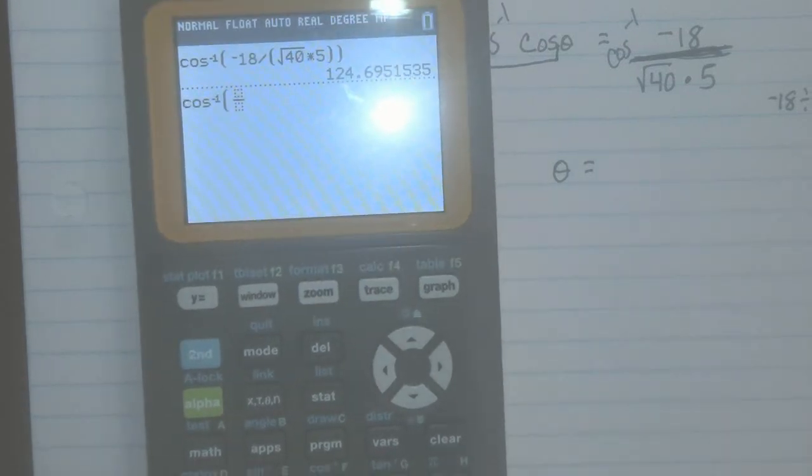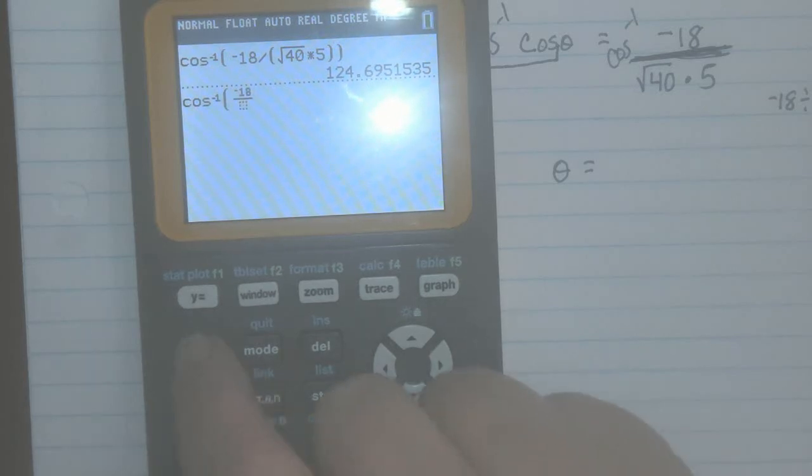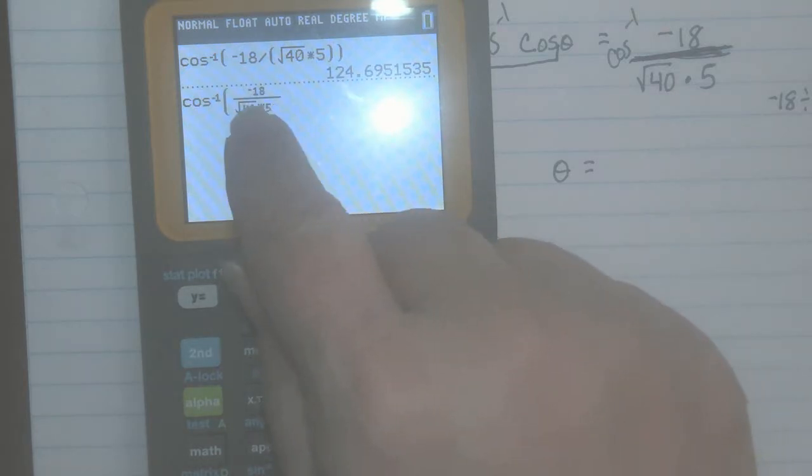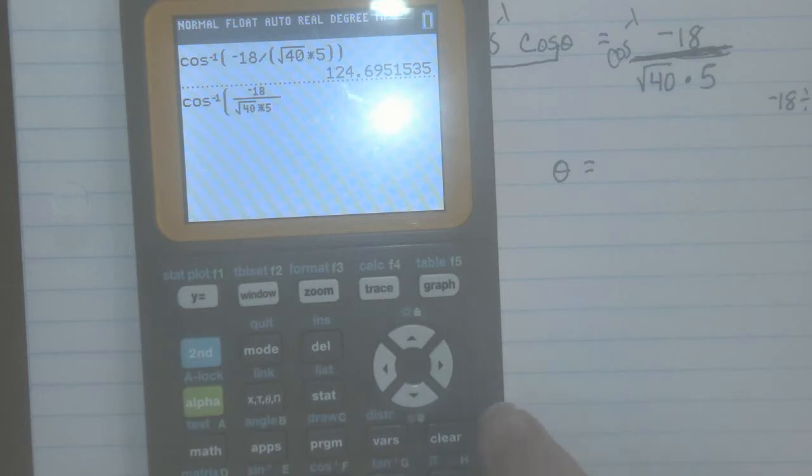So my numerator is negative 18. In my denominator, I have square root of 40 times 5. Make sure you use your arrow key because you don't want your 5 under your square root sign. Alright, then you have to come over here and close your parentheses. And there's your angle measure.